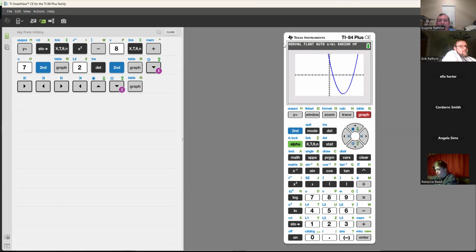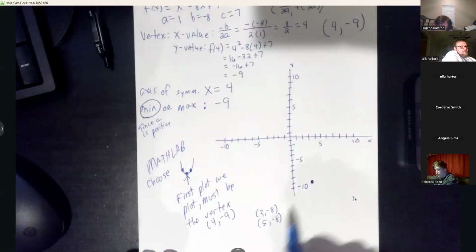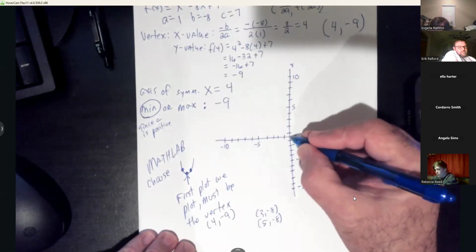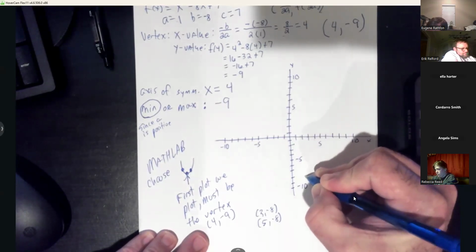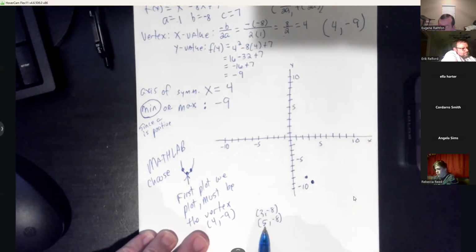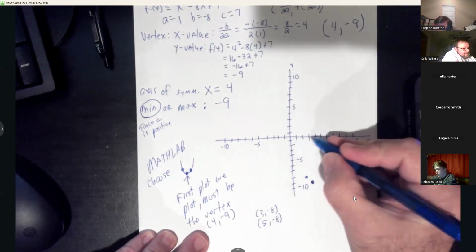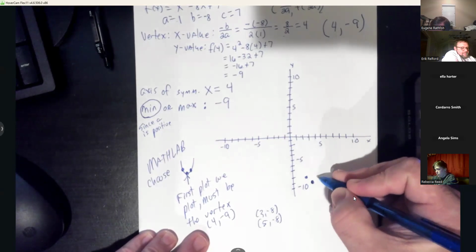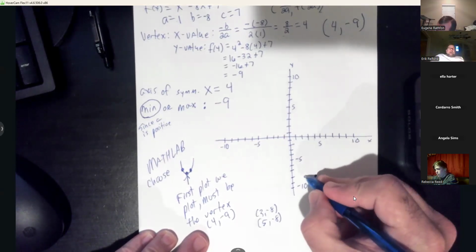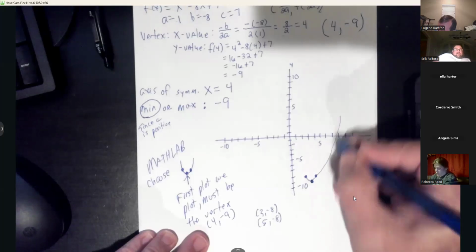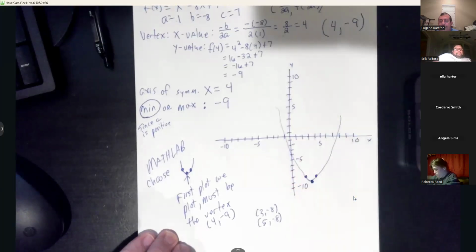Okay. So, go back to the pad here. I've got my vertex here. So I need to do 3, -8. So write 1, 2, 3 and down to -8. And then my other point was 5, -8. So write the 5 and down to -8. Y'all, once you plot that point, it's going to come through and draw your parabola.